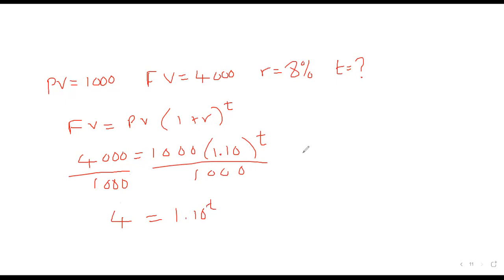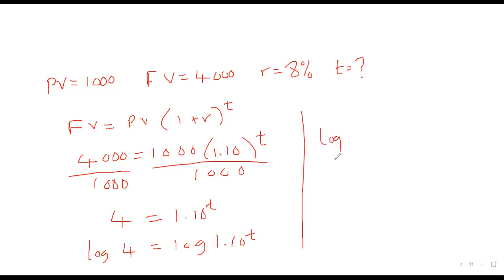So to find time, whenever you are looking for something in the power, we introduce logs. So here we have log 4, and here we have log 1.10 to the power time. So this t will fall down.